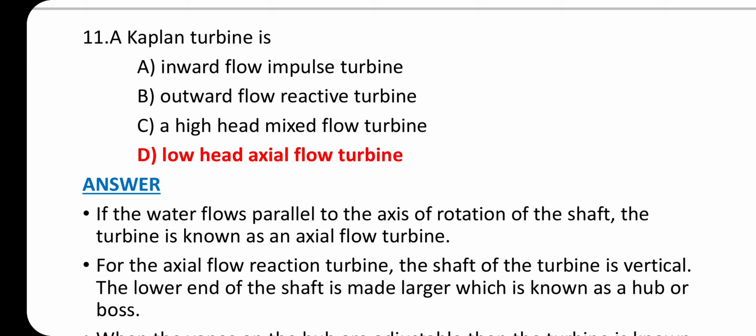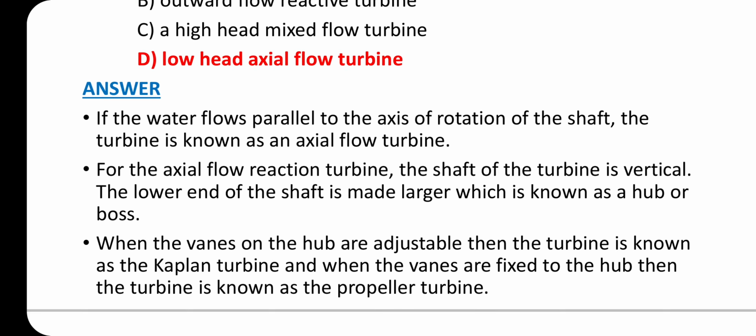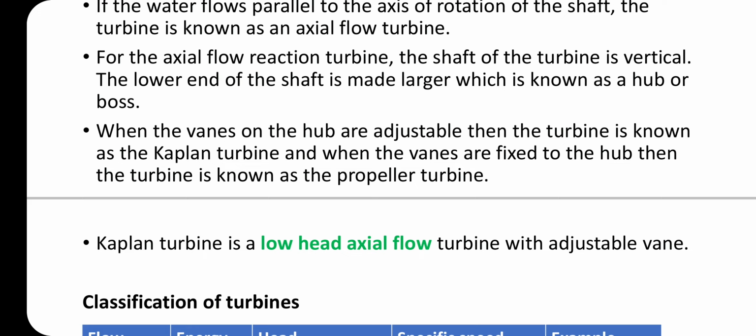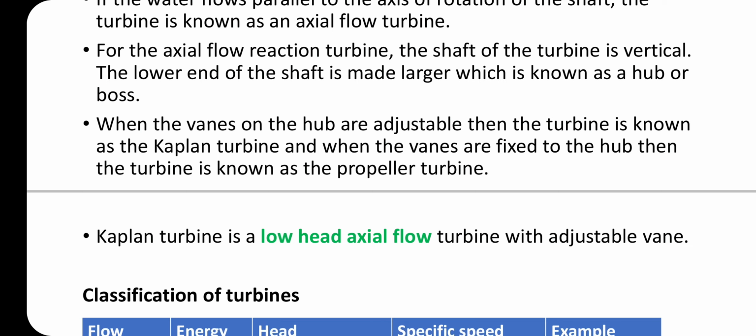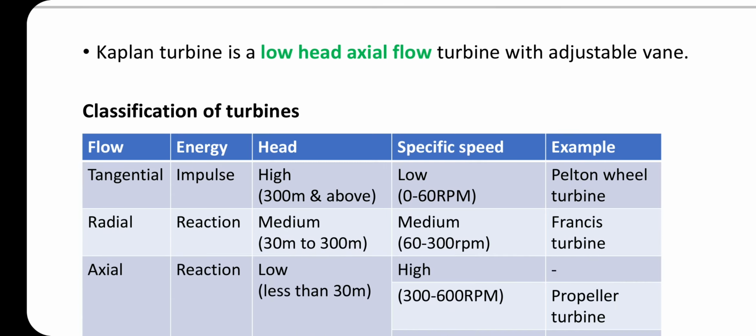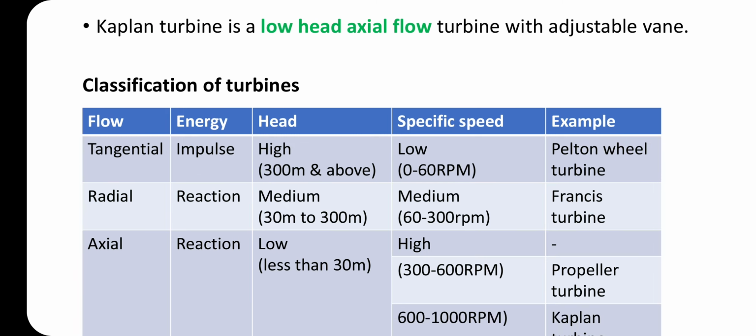Question number 11. A Kaplan turbine is, answer is option D, low head axial flow turbine. If the water flows parallel to the axis of rotation of the shaft, the turbine is known as axial flow turbine. For the axial flow reaction turbine, the shaft of the turbine is vertical. The lower end of the shaft is made larger, which is known as hub or boss. When the vanes on the hub are adjustable, then the turbine is known as the Kaplan turbine, and when the vanes are fixed to the hub, then the turbine is known as propeller turbine. Kaplan turbine is a low head axial flow turbine with adjustable vane.